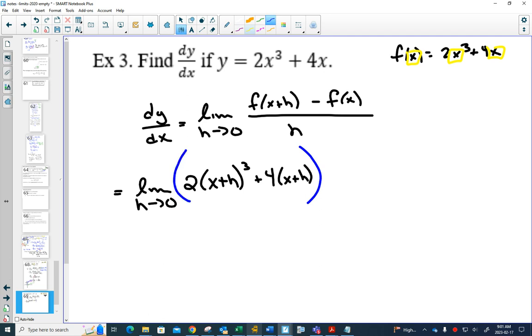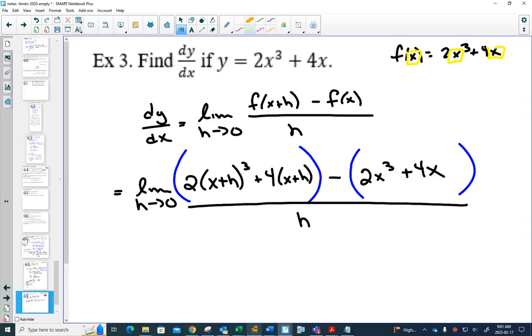I'm going to put a big set of blue brackets around that, minus, and another big set of blue brackets around that. Because the first set of blue brackets is f of x plus h. The second set is f of x. This is all over h.